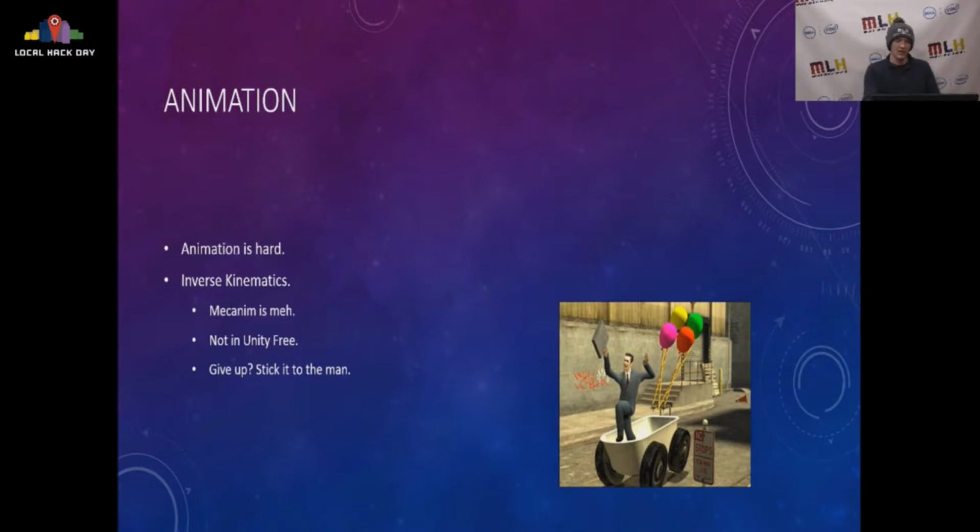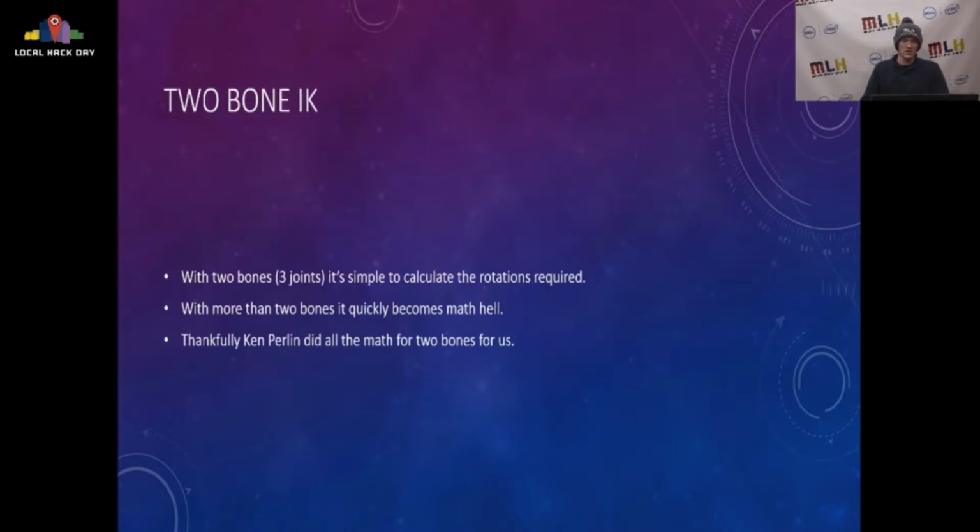So I ended up writing my own inverse kinematics, which is why the slide says stick it to the man, because we're going to use our own. Two-bone IK is pretty simple. It's easy to calculate, whereas if you add more bones into the bone chain, you get into weird numerical issues. There's two major algorithms, and they're all very complicated, and they take a lot of math, and it's not very fun.